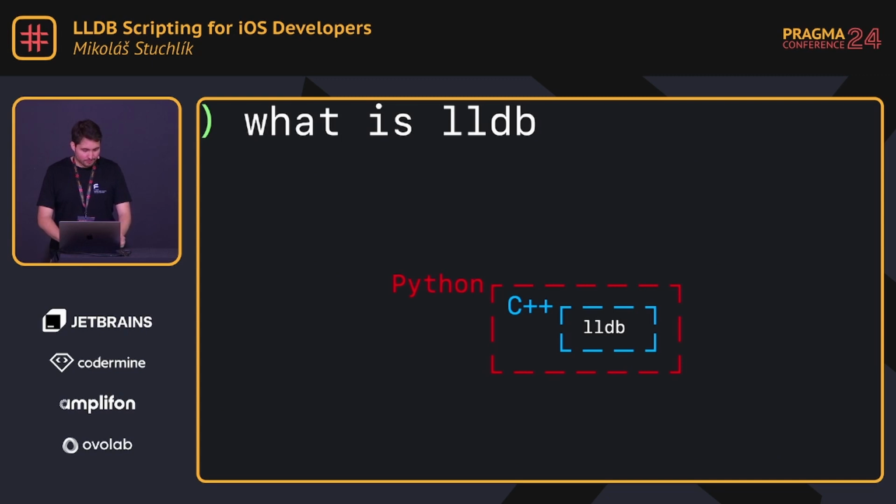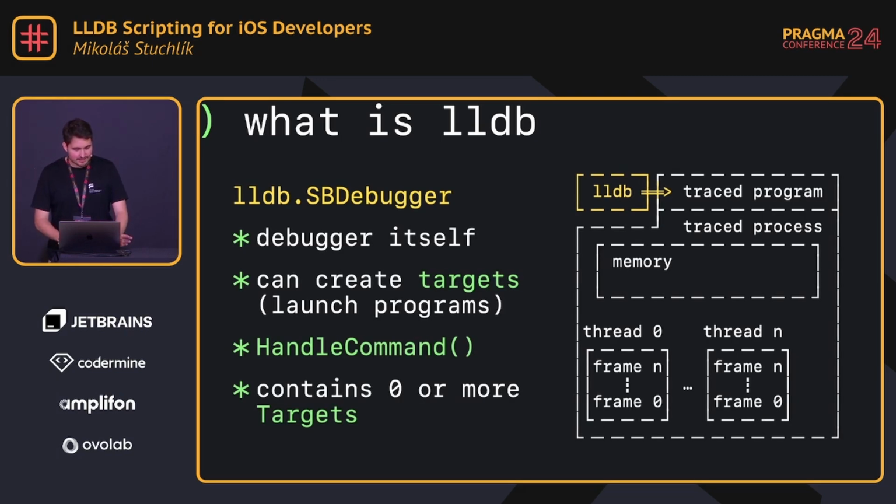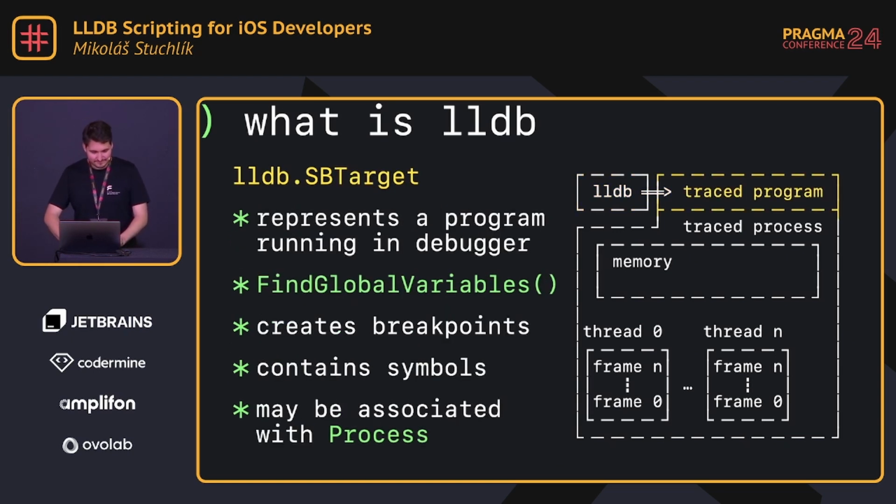So let us explore the basics of the LLDB API. The first class we will work with is called SBDebugger, and it represents the debugger itself. It can create so-called targets. We will discuss them momentarily. The most important command of the SBDebugger is HandleCommand, which accepts a string as a parameter and executes it as if you would paste it into the command line interface.